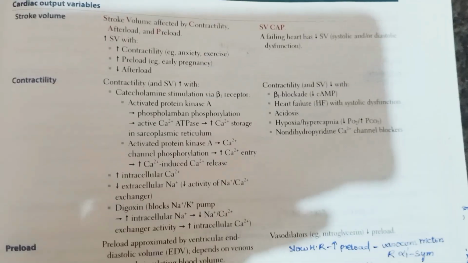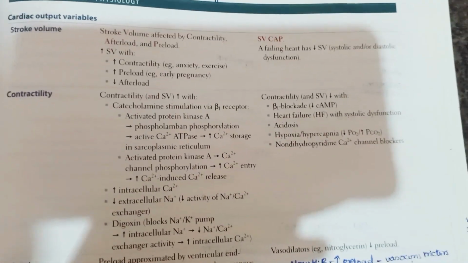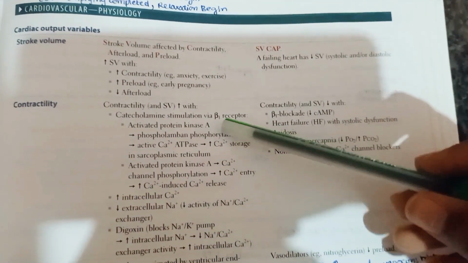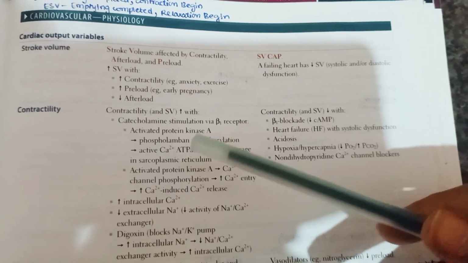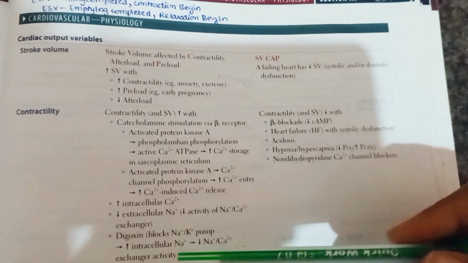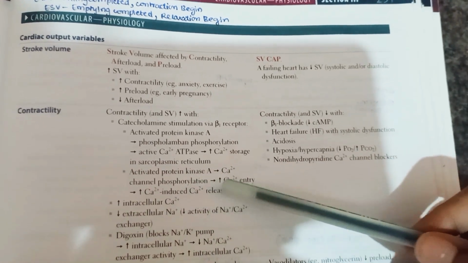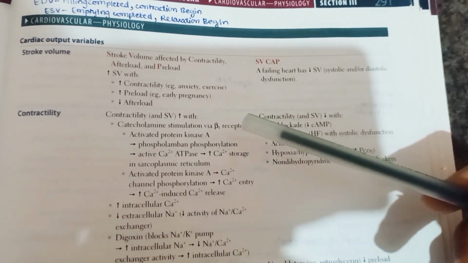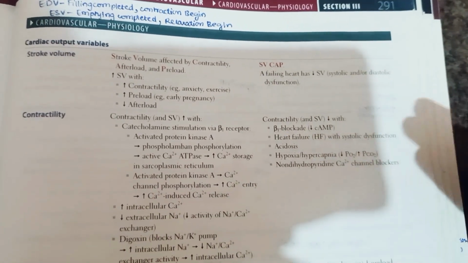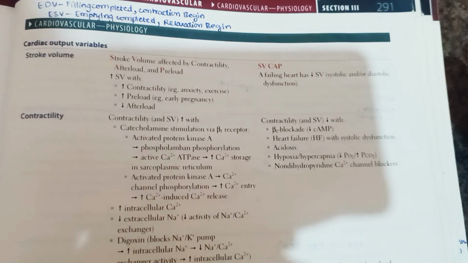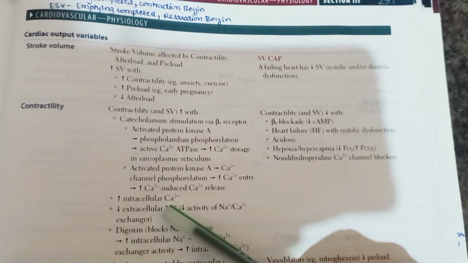Now let's continue with contractility. Contractility and stroke volume both increase with activation of catecholamine via the beta 1 receptor. So actually what happens here is there is activated protein kinase A, and this activated protein kinase A leads to calcium channel phosphorylation, and that will lead to increased entry of calcium. So this will lead to calcium induced calcium release. That is, because of calcium only there is calcium release from the sarcoplasmic reticulum. So that will lead to a rise in intracellular calcium.